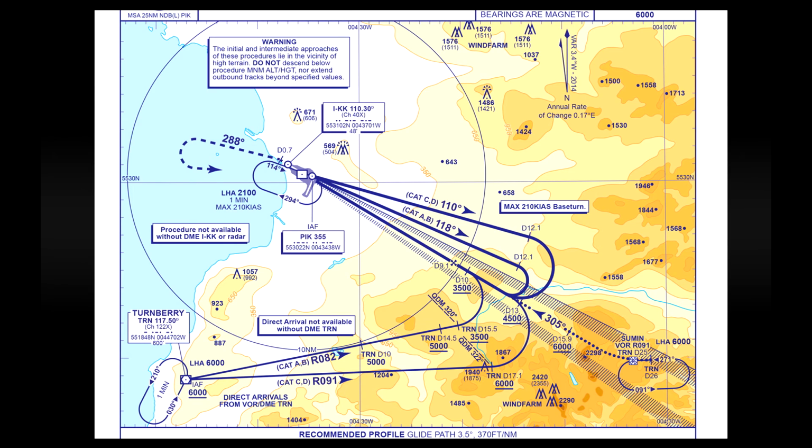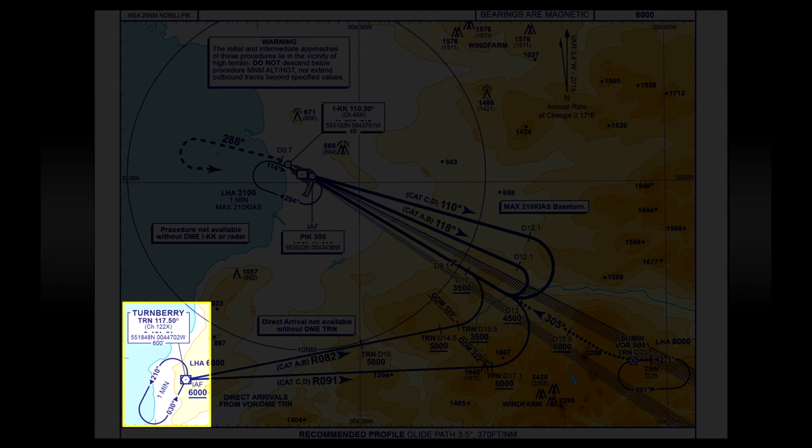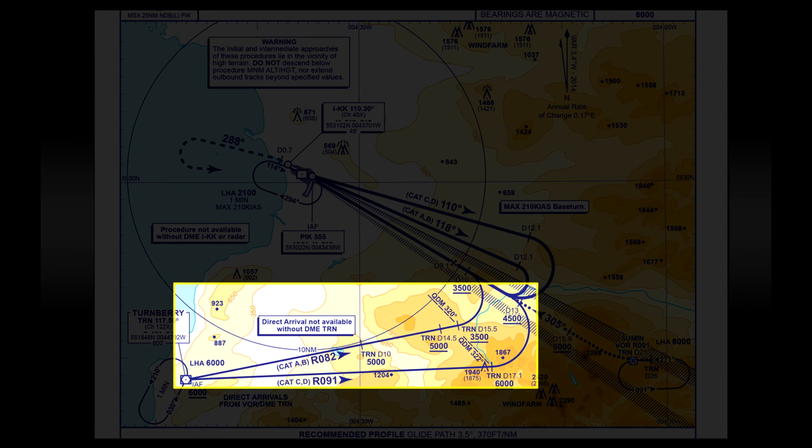So this is the approach chart for runway 30 at Prestwick, and you can see that it looks pretty busy, but allow me to point out the key features. If we have a look at the bottom left corner here, we can see that we have our Turnberry VOR station. And then you can see, if we follow these flight paths away from the VOR to the east, that's our approach procedure which guides the pilot to the runway.